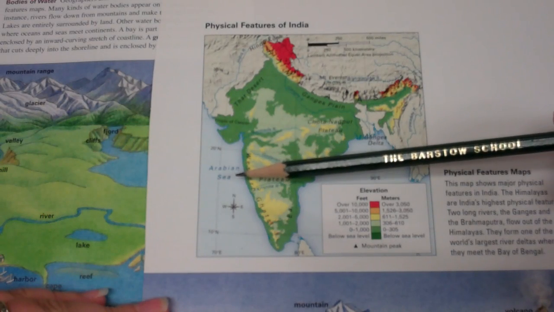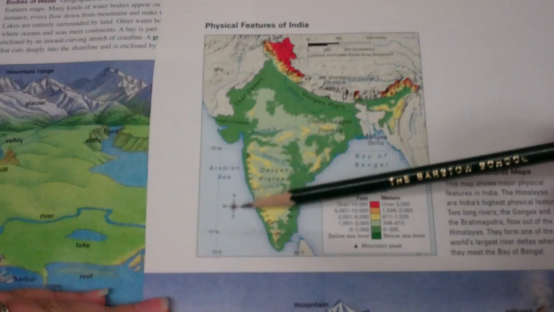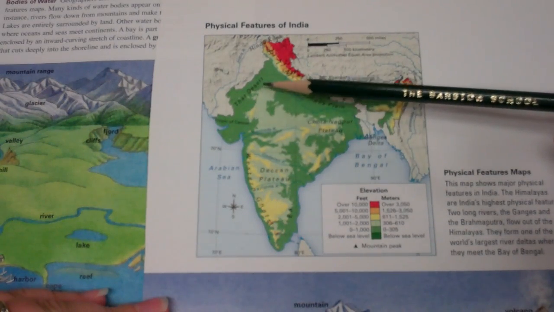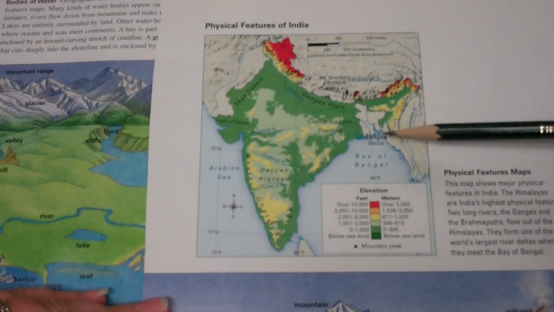You're also going to notice that on a physical features map, the features themselves are actually labeled. So you'll see that this is labeled the Arabian Sea. You'll see that this is labeled the Thar Desert. So you're not only going to find information in the key, but you'll also find information labeled in the map itself.